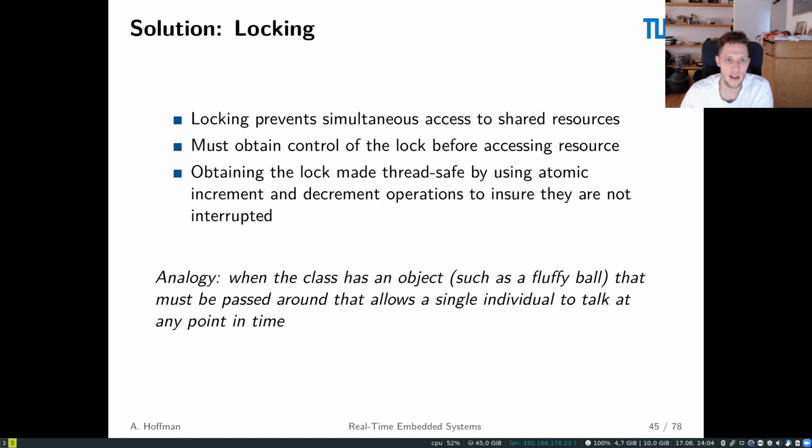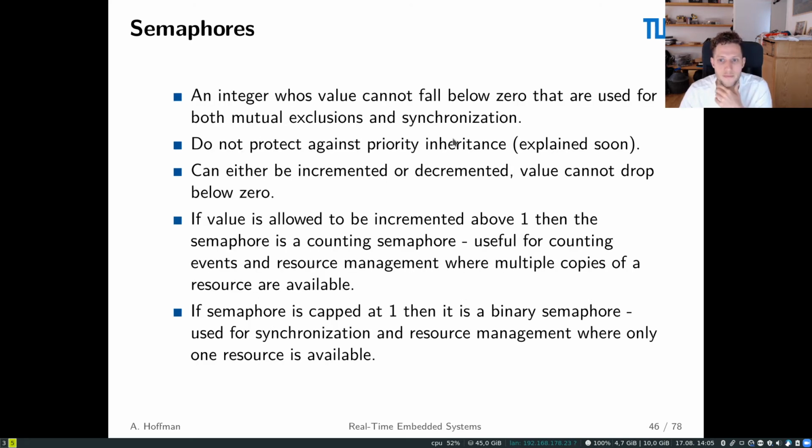And this is this sort of atomic increment, right? You can use a value in memory, you atomically increment it to say I've taken the lock, and then you atomically decrement it to put it back to 0 to say I've given it back, right? They don't protect against priority inheritance, we'll get to that soon. And for instance, they can obviously not have a value below 0. This will just lead to data problems because of the underflow.